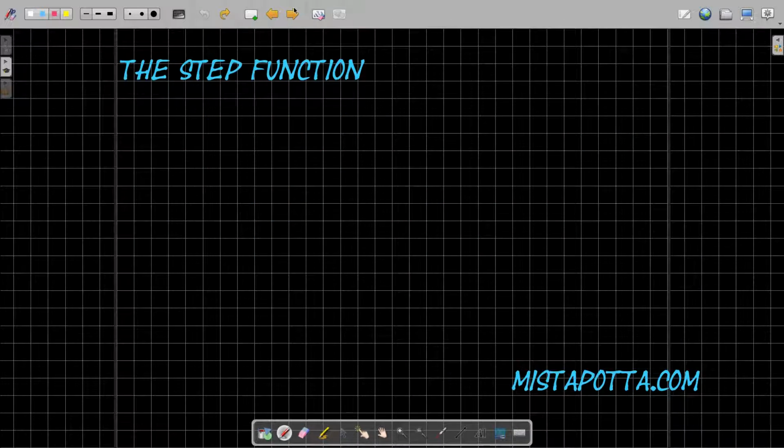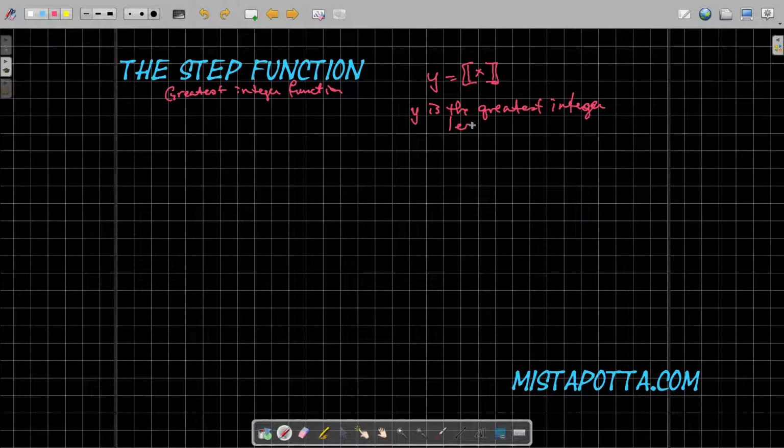There is a more complicated one called the step function. It's also called the greatest integer function. Basically we're saying that y is equal to the greatest integer less than or equal to x. You'll see these double brackets being used for that. So I'm really saying here y is the greatest integer less than or equal to x.